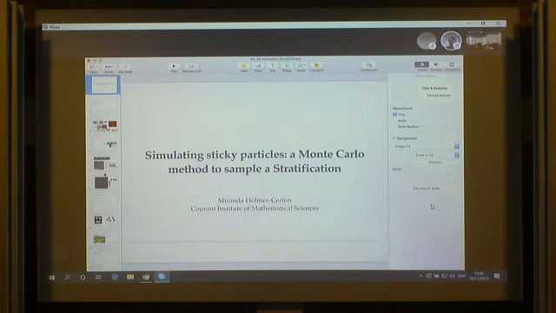To generate samples from a probability distribution on a stratification. I'll tell you more precisely what that is. But for now, very briefly, a stratification is a collection of manifolds of different dimensions.